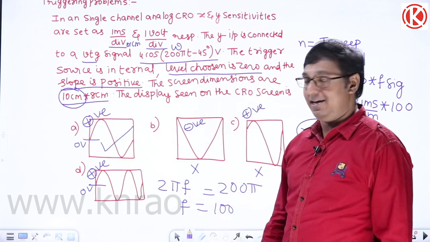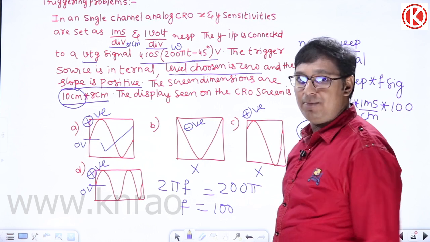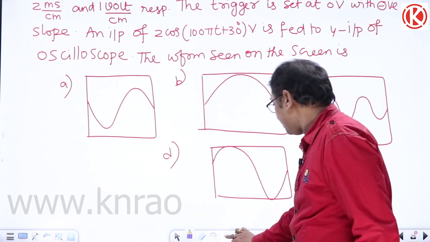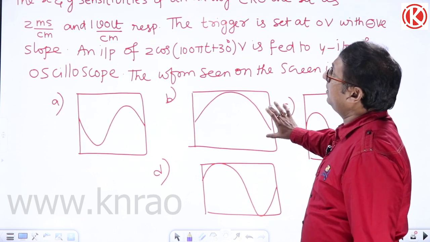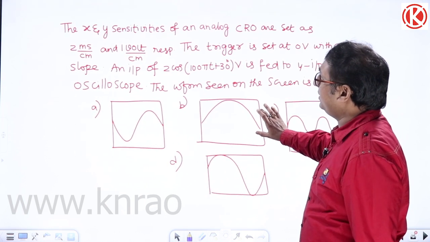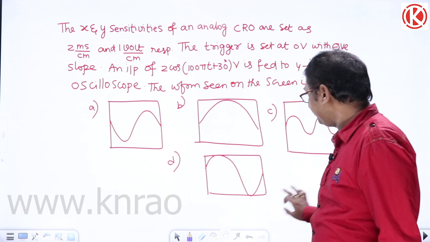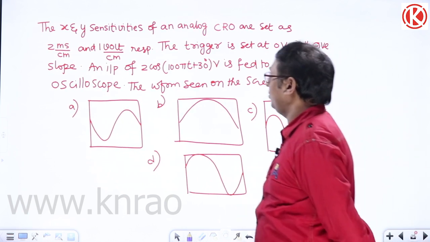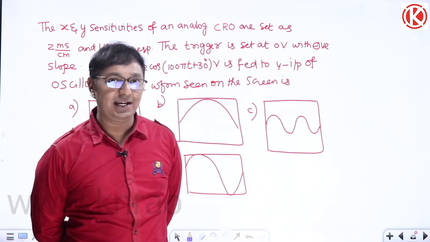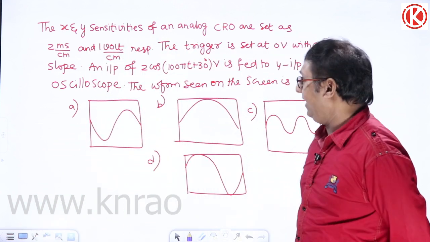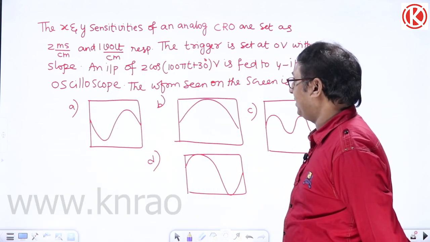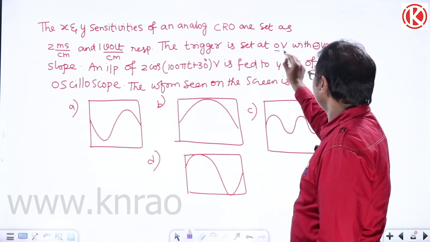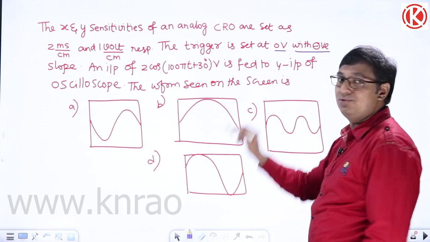Option A is correct. Similarly, let us see one more problem. Please have a look at the data first. The X and Y sensitivities of an analog CRO are set as 2 milliseconds per centimeter and 1 volt per centimeter respectively. The trigger is set at 0 volts, with what slope? With negative slope.